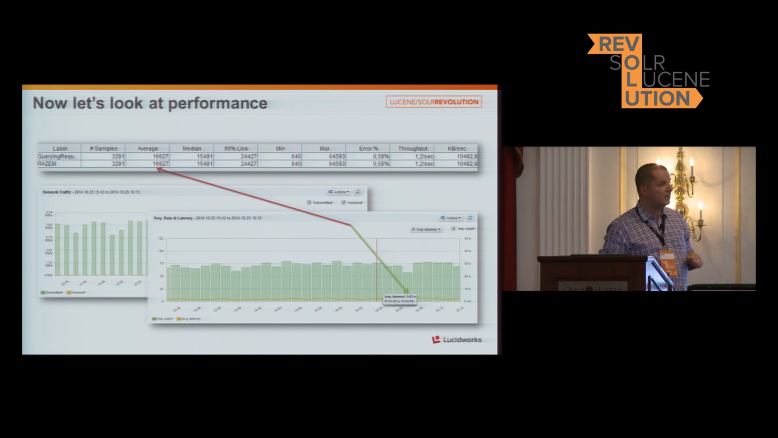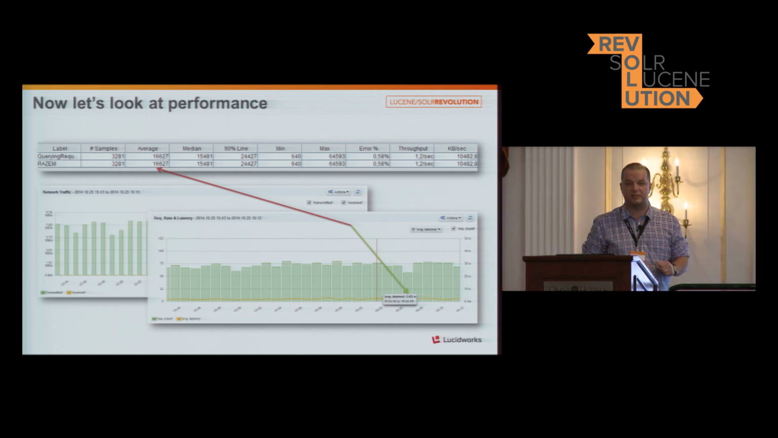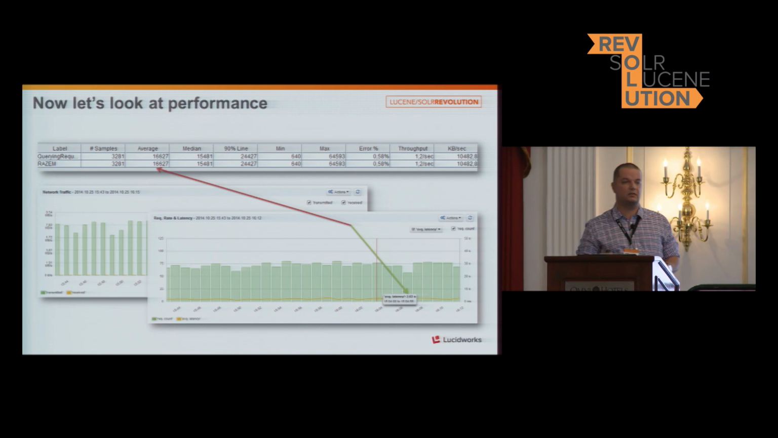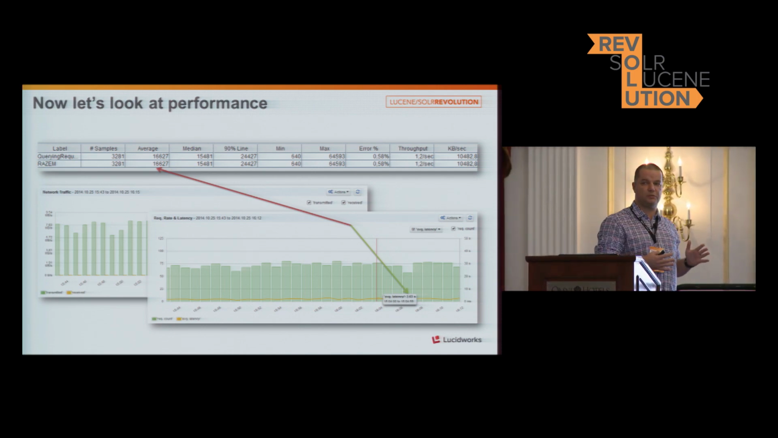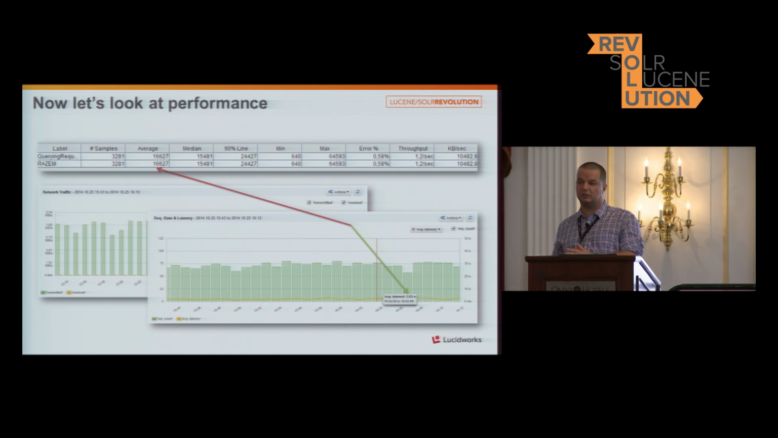The average time for the queries reported by JMeter is more than 16 seconds. But SPM, getting it from what Solr reports, shows about 2.6 seconds. So the discrepancy between the query time reported by JMeter and the monitoring solution is quite big. At least it should be more or less the same.